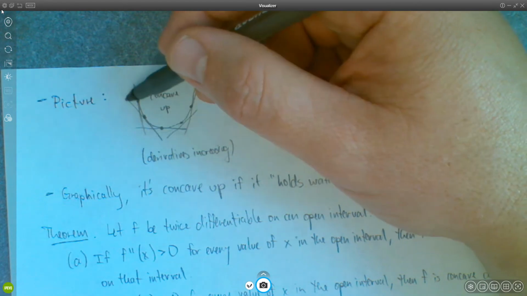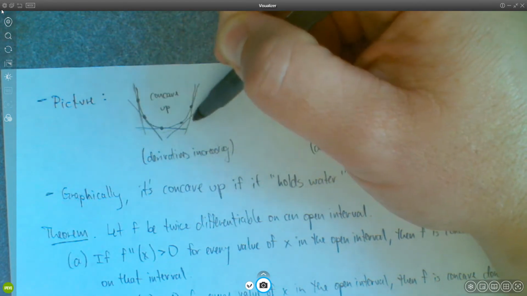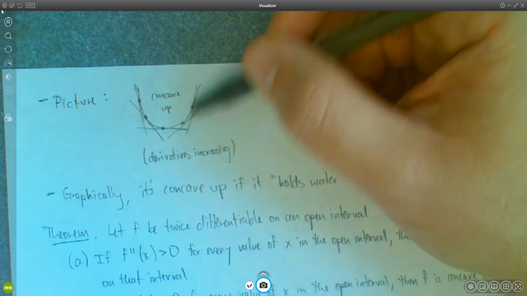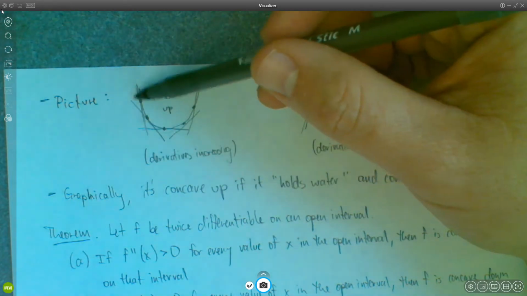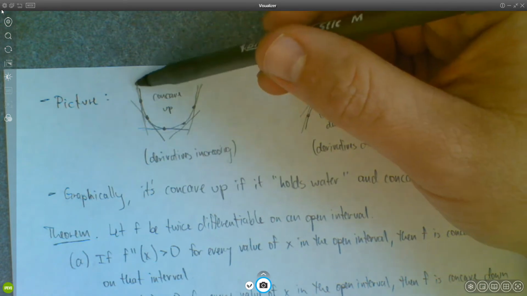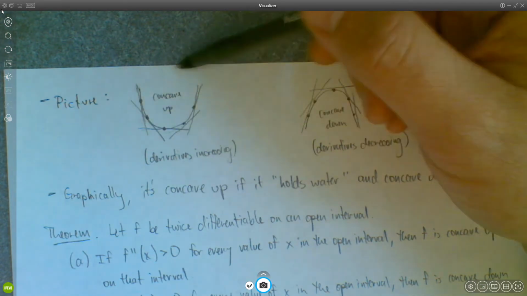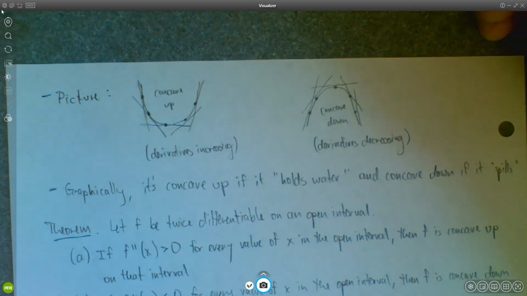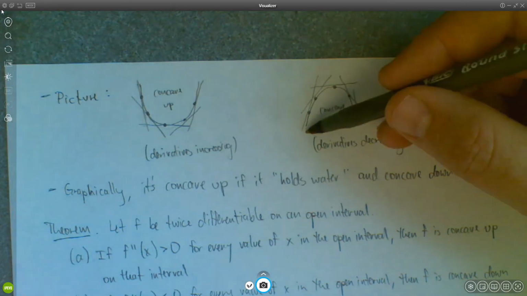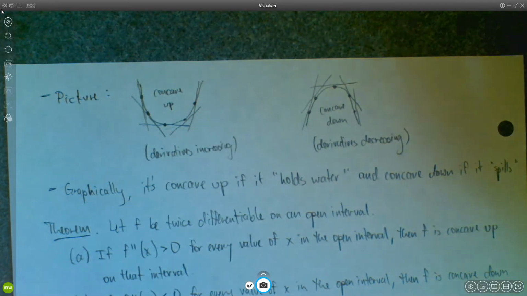It's negative, and then it's less negative, and then less negative, and then it becomes positive, and then more positive, right? So the derivative is increasing. F prime is increasing the entire time. And so we call this kind of curve concave up. So a curve is concave up if its first derivative is increasing, okay? And then similarly, it's concave down if its first derivative is decreasing, right?